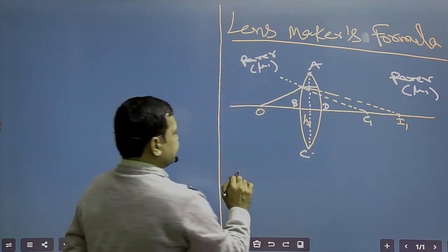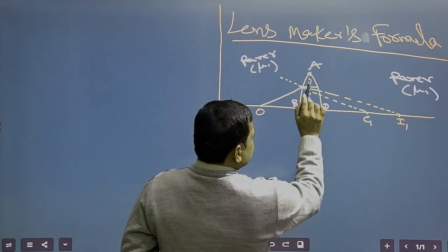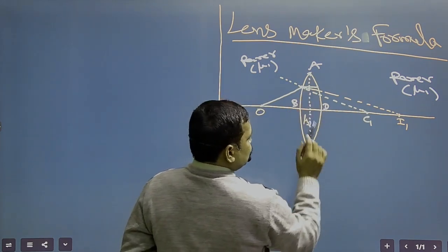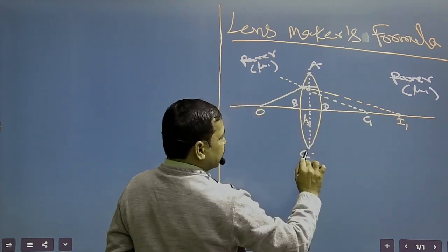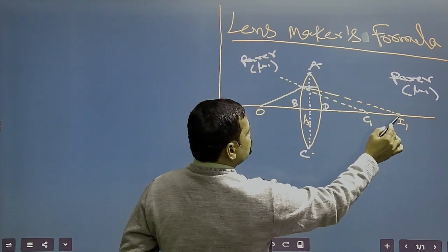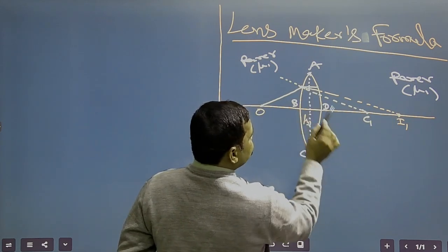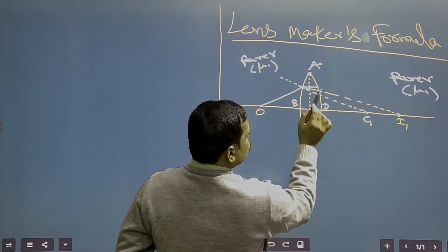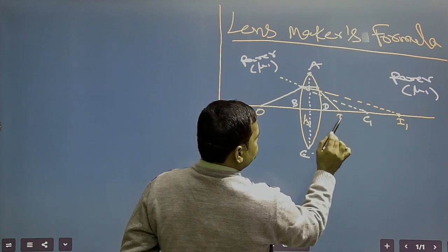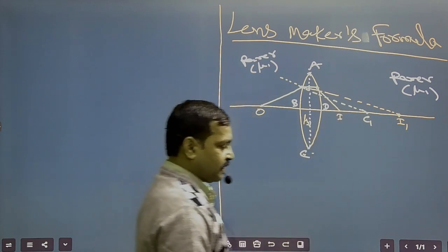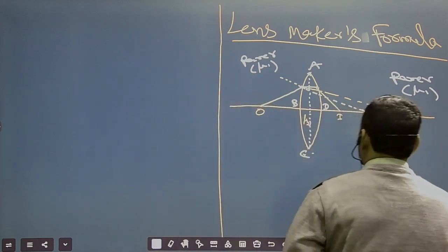Similarly, if we consider the second surface refraction, the image formed by the first refracting surface will behave like a virtual object, and the final image will be formed, suppose somewhere here. The final image will form somewhere here. So this is your final image point, right? I think it is clear to all of you.